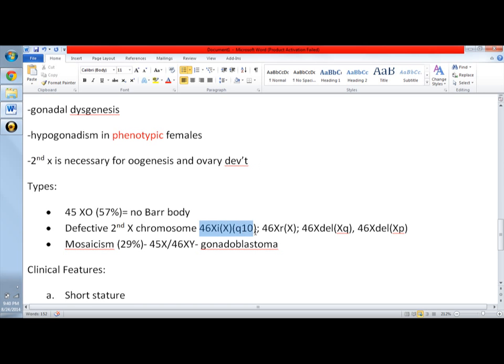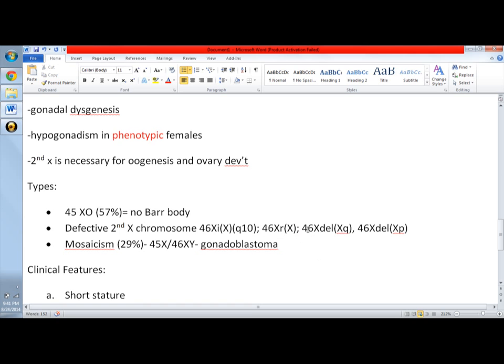For the second one, you have the defective second X chromosome, which presents with these kinds of karyotype. For this one, 46,X,i(Xq), this is a deletion of the short arm, and there's a formation of an isochromosome of the long arm, meaning the long arm is duplicated. For this one, 46,X,r(X), there is deletion of portions of both long and short arms, forming a ring chromosome. The r represents the ring chromosome formation.